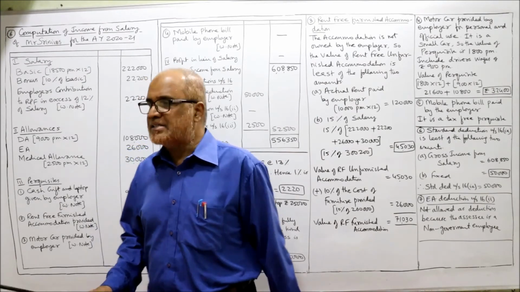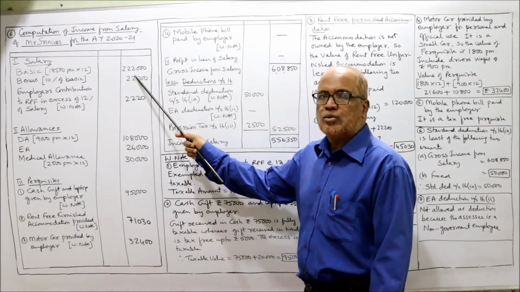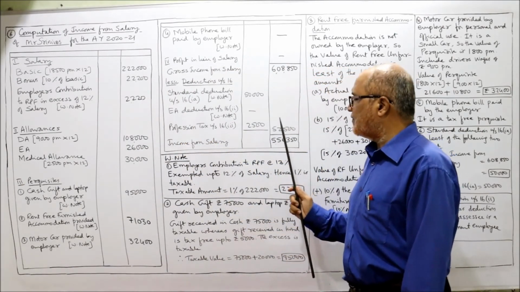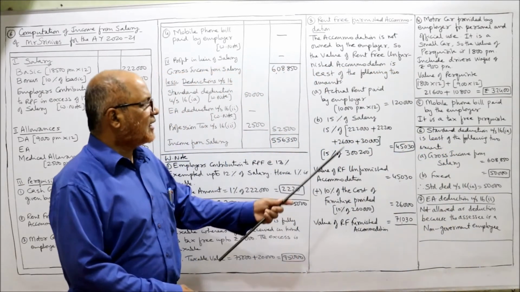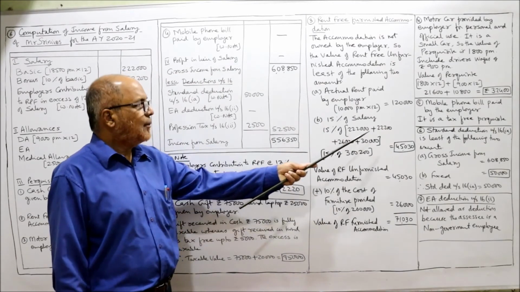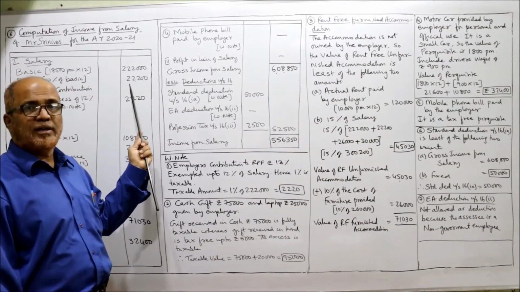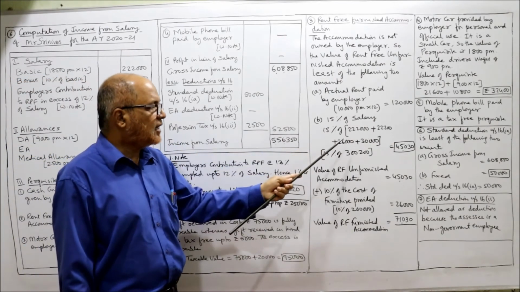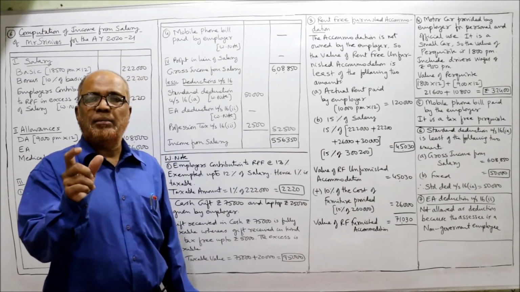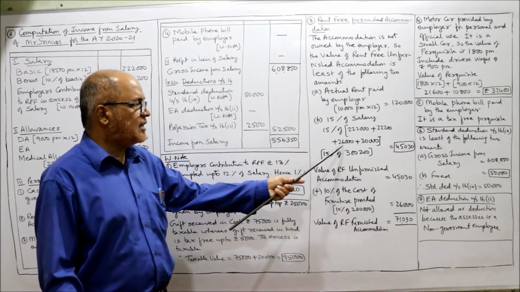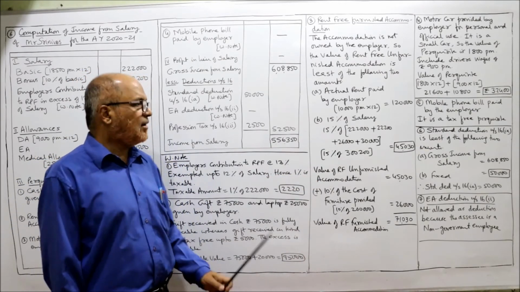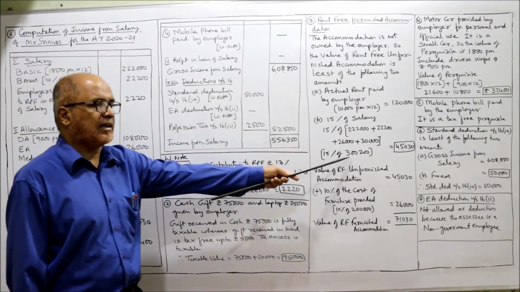So we will take basic. How much is the basic here? 2,22,000. So here you can see carefully. I have taken 2,22,000 basic salary plus 22,200. This is the bonus. Bonus 22,200 that I have taken. Third, EA, entertainment allowance, fully taxable, 26,000. Then medical allowance 30,000, fully taken.